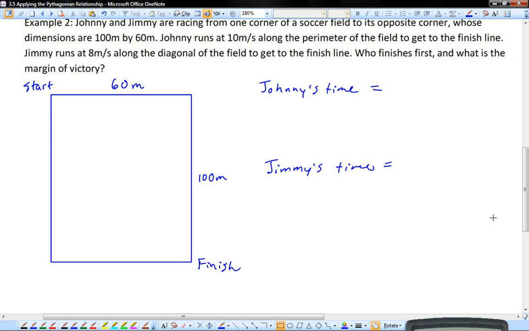In example 2, it says Johnny and Jamie are racing from one corner of a soccer field to the opposite corner. You can see here's the start and here's the finish. The dimensions of the field are 100 meters by 60 meters. You've got Johnny, who runs at 10 meters per second along the perimeter of the field. So Johnny is taking this route that I'm highlighting in yellow. And he's going to make a 90-degree turn right there. Okay, that's the perimeter of the field.